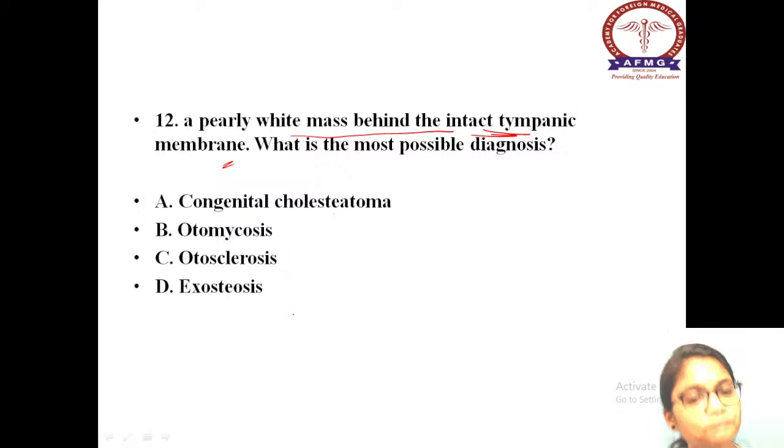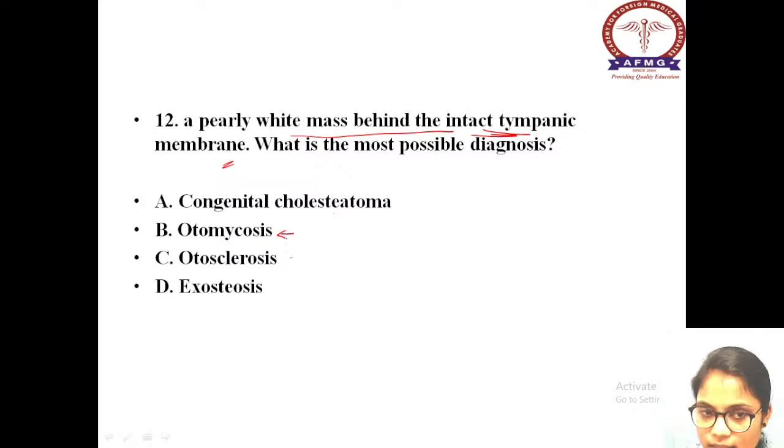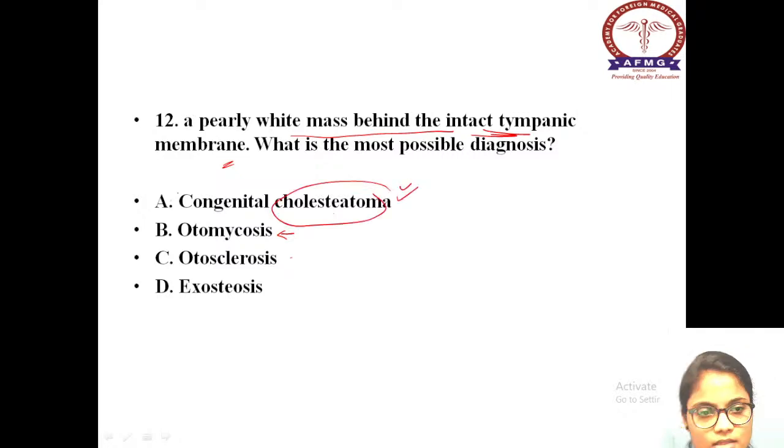Here you can easily rule out the answer. In otosclerosis, we have seen some points and signs. In otomycosis, we know that it will be black in nature. In congenital cholesteatoma, we have read there is a pearly white appearance. By that, you can get to know the answer. Option A is right, that is congenital cholesteatoma, which we have discussed earlier.